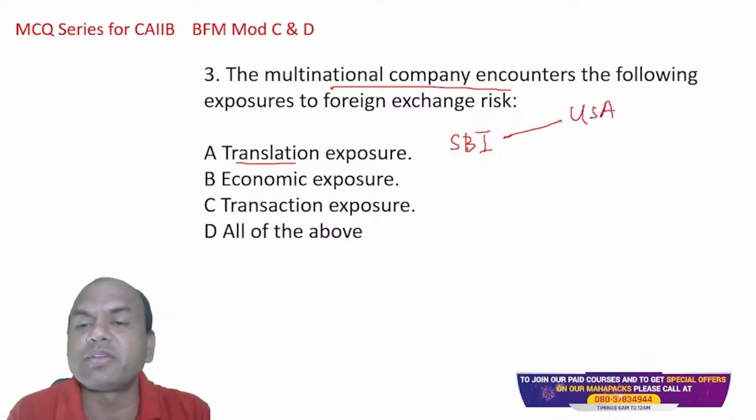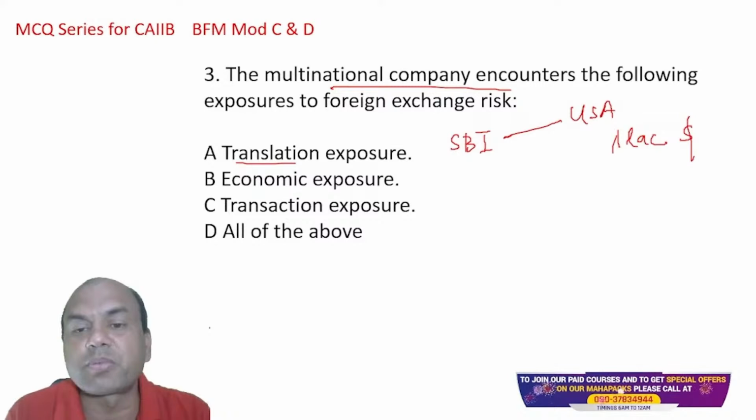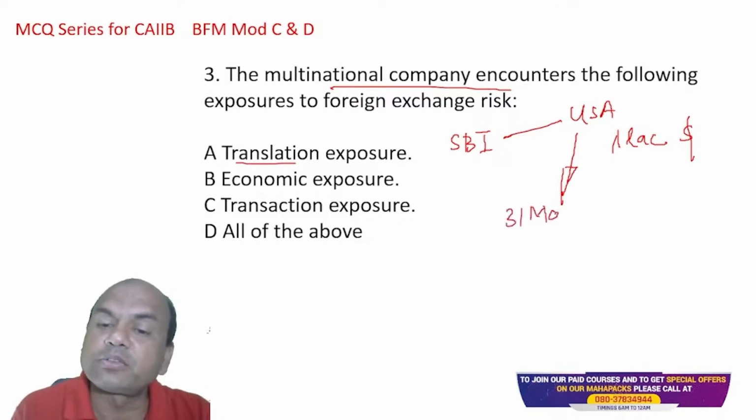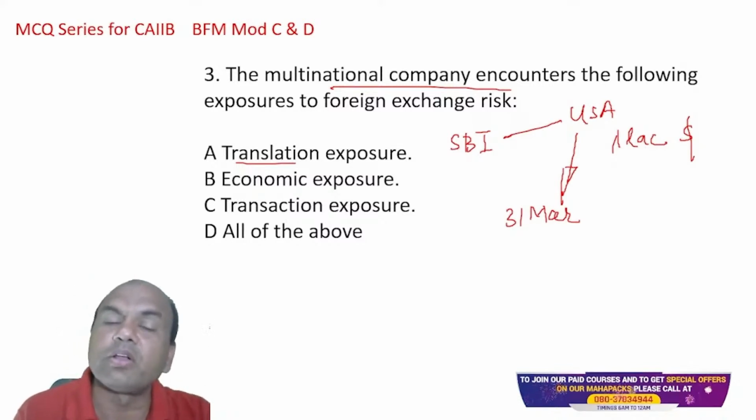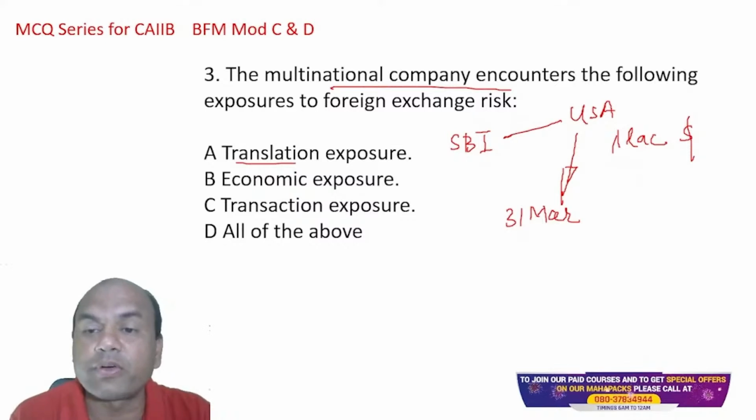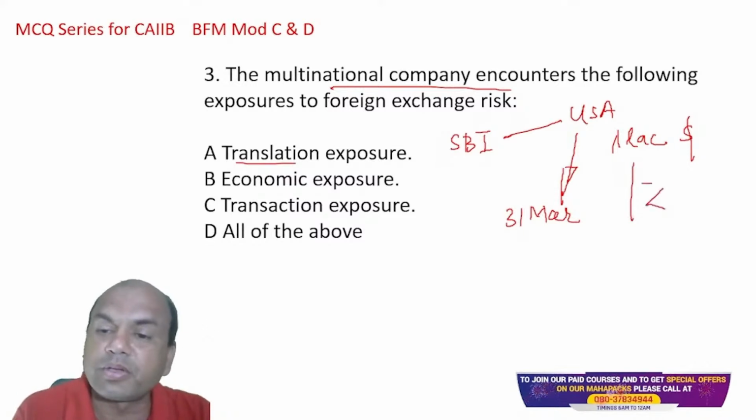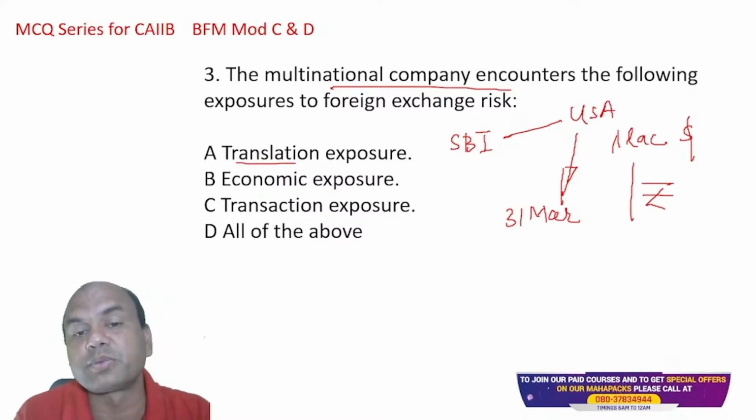and this USA branch has some profit. Let's say $1 lakh. Now this $1 lakh has to be brought to India, not physically. On 31st March, SBI has to report its balance sheet to RBI. While reporting it, it will also report the balances or the profits of its subsidiaries which are abroad. But those will be reported in rupees, because RBI follows the rupee system. So this dollar will be converted to rupees notionally. That is known as translation exposure.